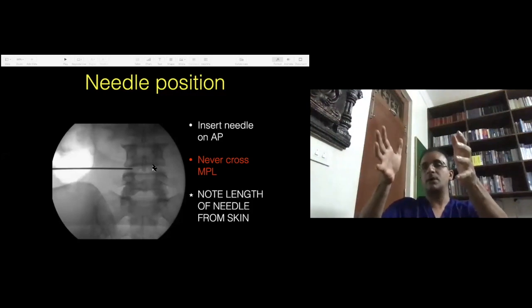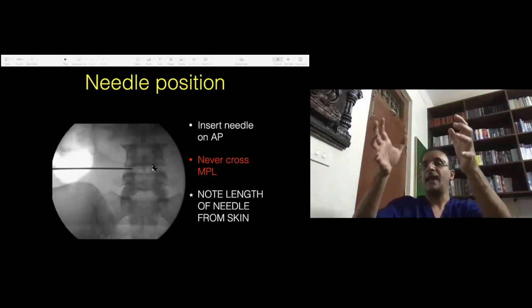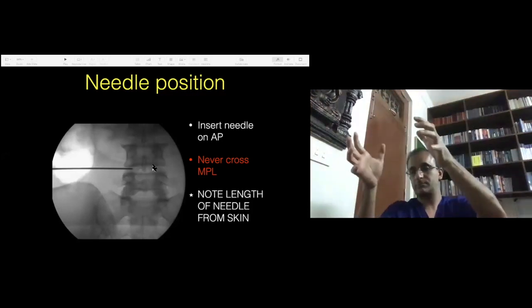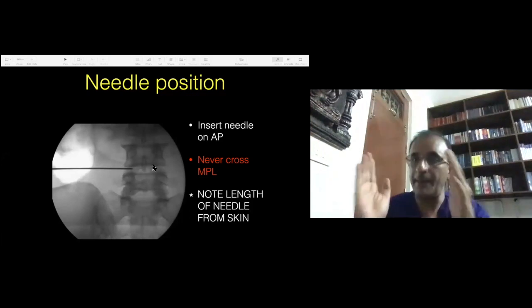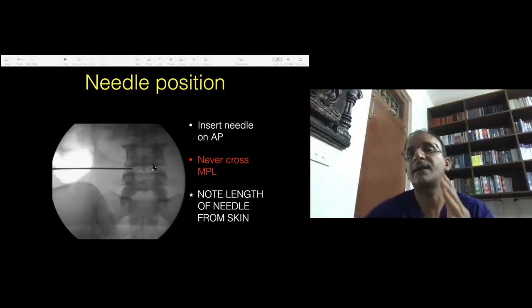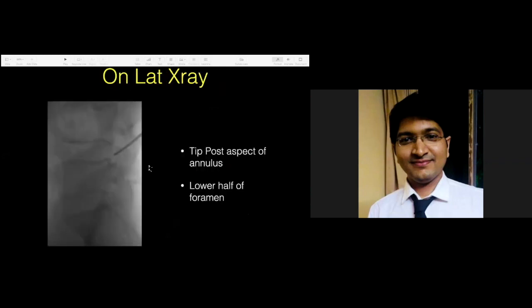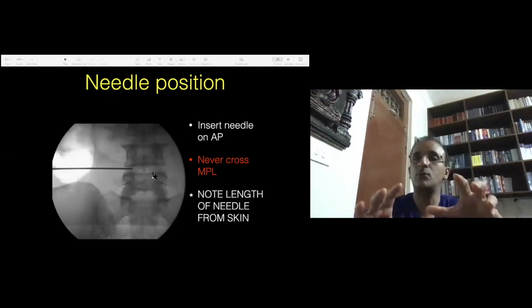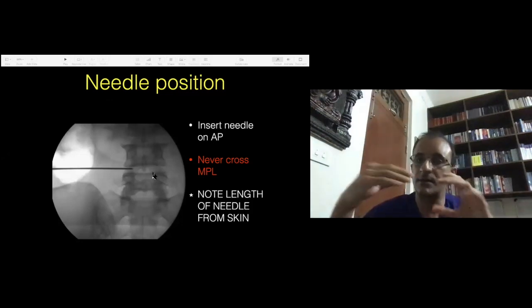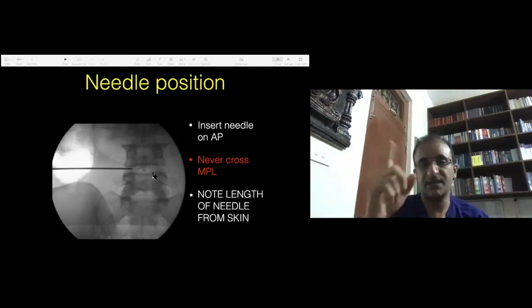When you hold the C-arm in AP and you tilt it, you understand? Tilt it till you get absolutely no parallax. Till that point, you get that view for that particular disc space, and then you do your marking. So that is very important to understand.